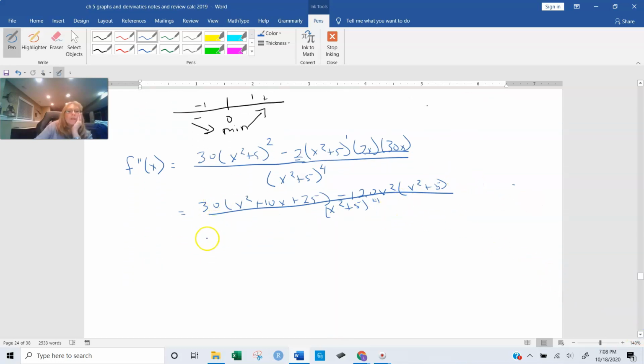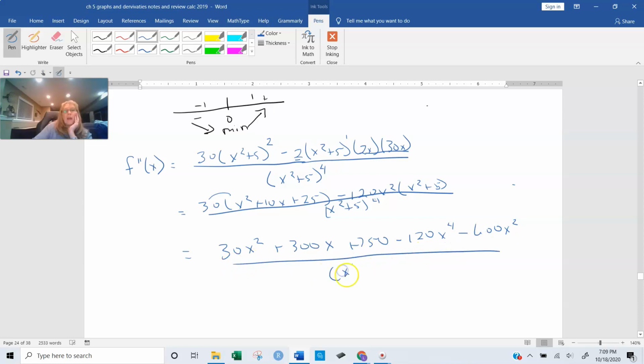So now when I do this, let's distribute this dude out. That is 30x squared plus 300x plus 750 minus 120x to the 4th minus 600x squared. Still all over x squared plus 5 to the 4th. We could have reduced this up here actually. See how they all have an x squared plus 5 in them? We could have taken one out and made our life easier, but I didn't think of that in time, so we're still doing it the long way.